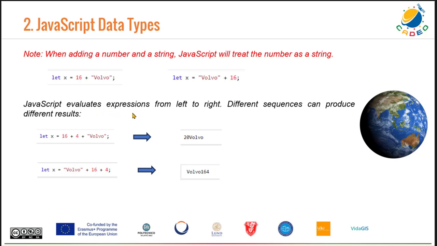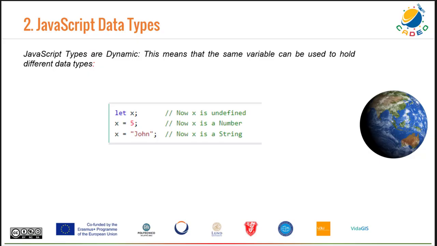About evaluating expressions. JavaScript evaluates expressions from left to right. Different sequences can produce different results, as the statements show. JavaScript types are dynamic. This means that the same variable can be used to hold different data types. In the first statement, variable x is declared. In the second statement, x is assigned a value of 5 and has type number. However, in the third statement, x is reassigned to the string John, and now variable x has type string.